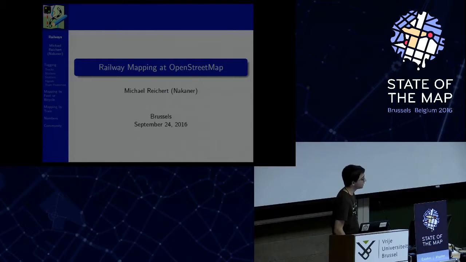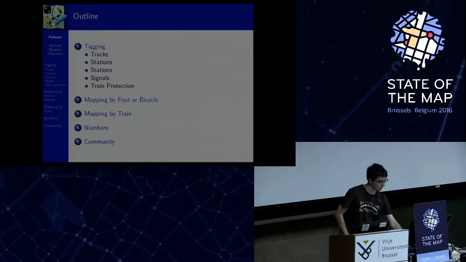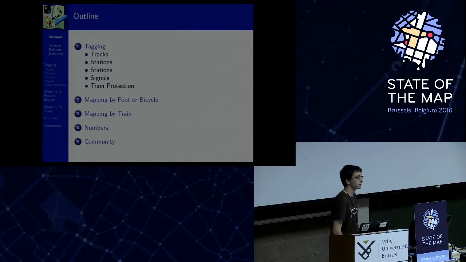Thanks for the introduction. I'll talk today about railway mapping. First, I'll talk about the tagging of railway infrastructure in OpenStreetMap: of tracks, of stations, of signals, and of the terrain protection. And afterwards, in the second half of the talk, I will talk about the mapping techniques I use. The last two topics are small topics: some numbers, how many signals are on OpenStreetMap, and a little bit about the community which maps railway infrastructure.